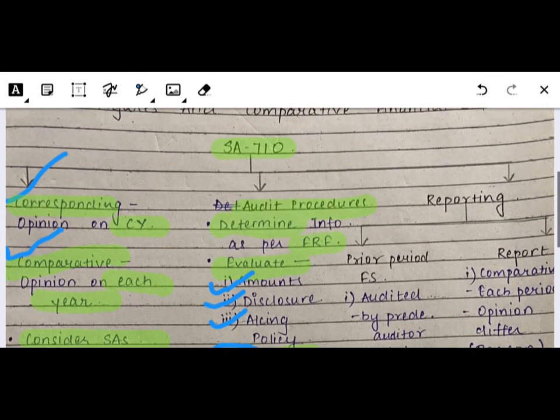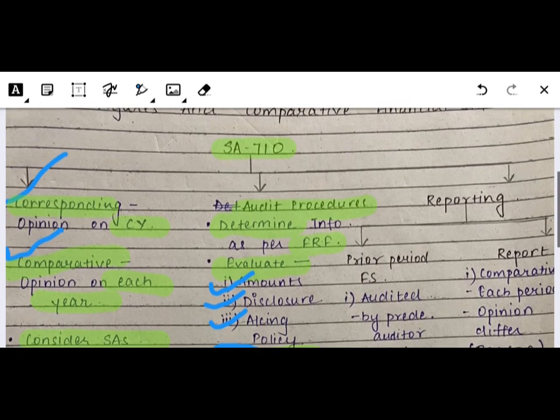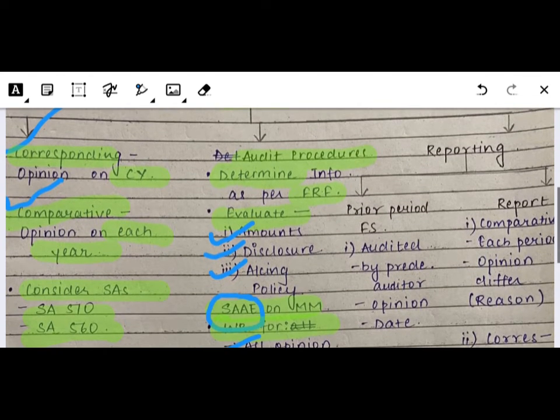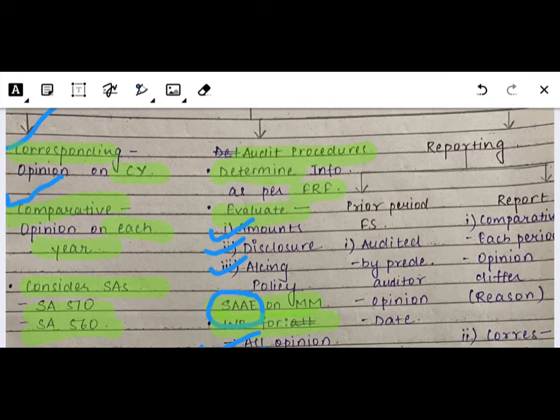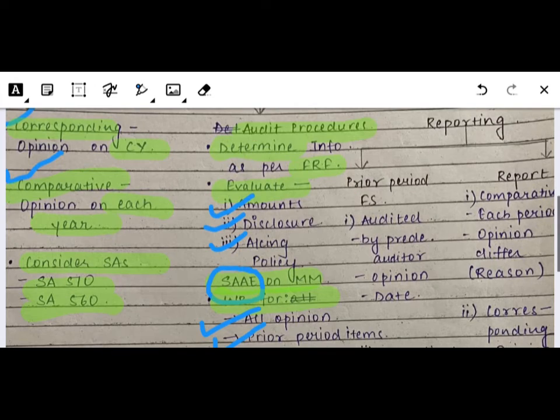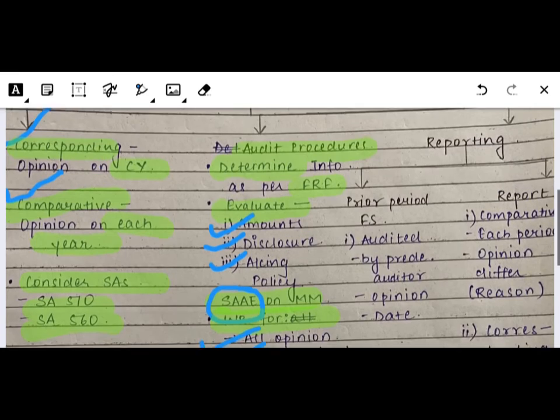Okay, now let me make you look through SS 710 once. We have completed two parts. First is general information, second is audit procedure. In general information, corresponding definition, comparative definition, and two essays you have to consider. In audit procedure, you have to determine, you have to evaluate, you have to keep professional skepticism, and lastly the WR, that is the written representation.